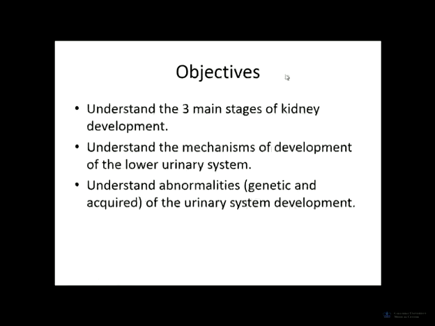I don't have any disclosures. So the three objectives that I think are important are to understand intrauterine kidney development. There are three main stages of kidney development. We're going to talk about those stages. We're also going to talk about the mechanisms of development of the lower urinary system, mainly ureter and bladder, and talk about some of the abnormalities, both genetic and acquired, of urinary system development.